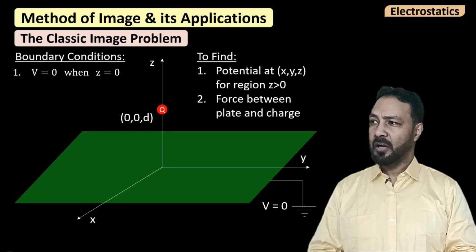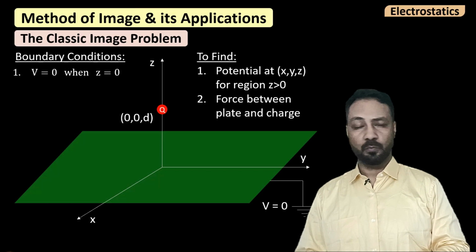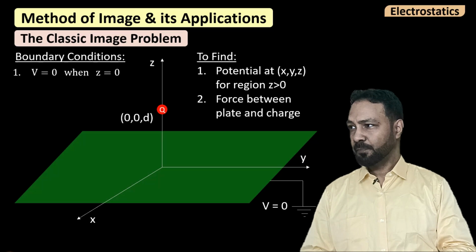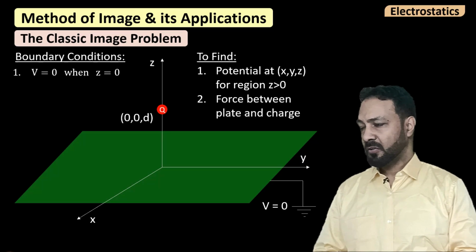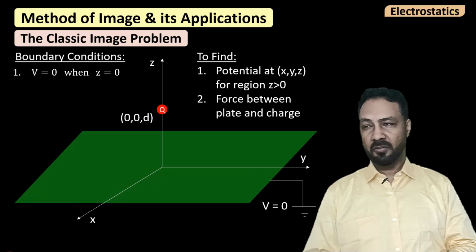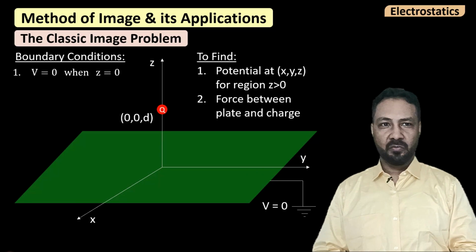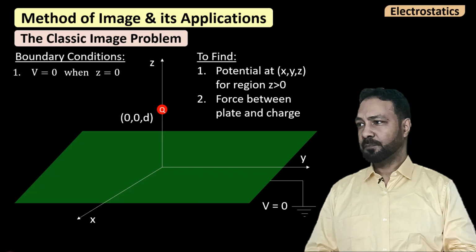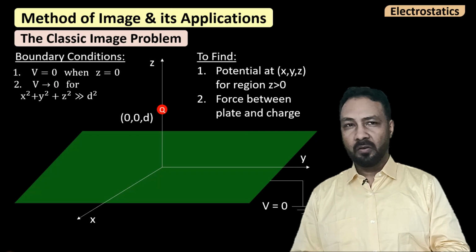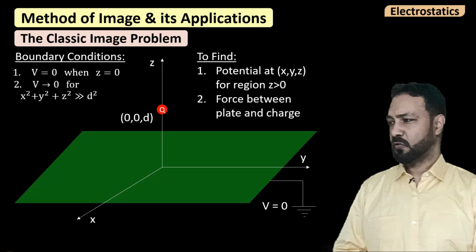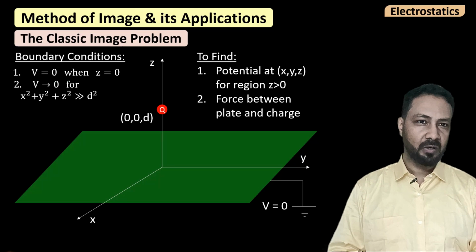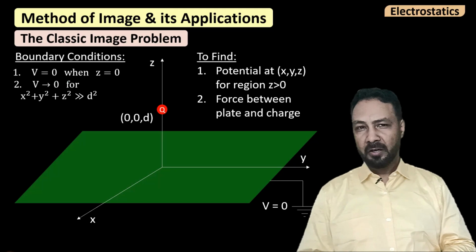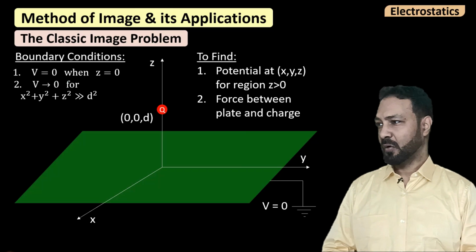And if we go a large distance away from this point charge Q, the potential should again be 0. Very far away means far from the origin: the distance, the square root of x squared plus y squared plus z squared, should be much larger than where the charge is. So V will again tend to 0 when x squared plus y squared plus z squared is very large compared to d squared. In other words, the potential tends to 0 at points very far from this point charge Q.